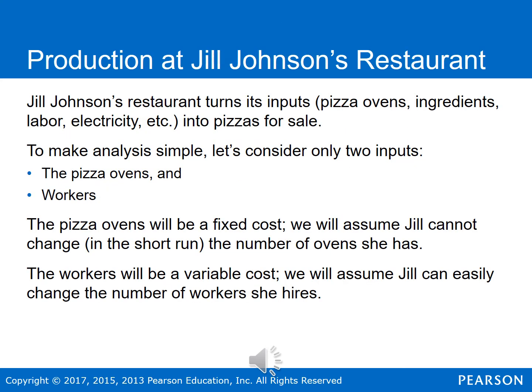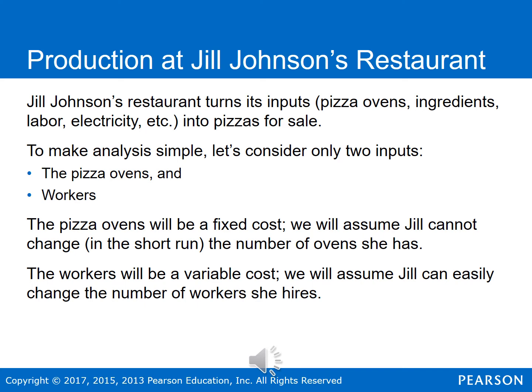Let's look at the production in Jill's pizza shop. Jill's restaurant turns its inputs, the pizza oven, the ingredients for the pizza, labor, electricity, all these things, into pizza for sale. To make this analysis simple, let's only consider two inputs. Even though there are a lot more inputs, the more we include, the murkier things are going to get. So if we use two, it'll be very simple. We'll look at pizza ovens and workers. The pizza ovens will be a fixed cost. We assume that Jill cannot change in the short run the number of ovens she has. Obviously, she can go out and buy another oven, but we're going to say because of the high cost of just opening up her shop, she's stuck with what she has for the time being.